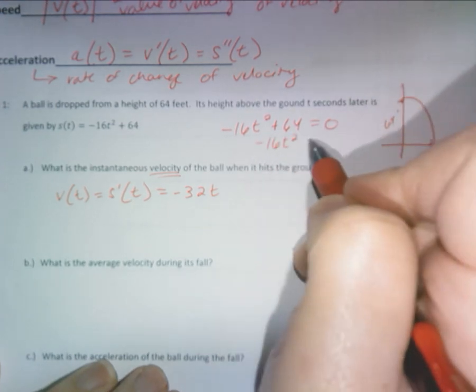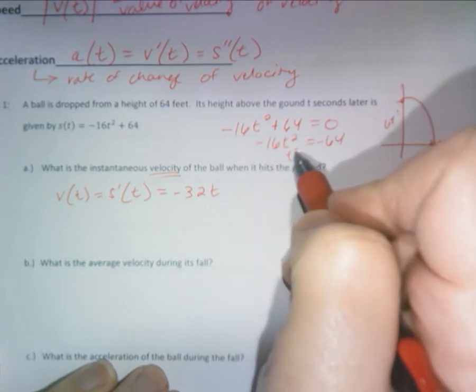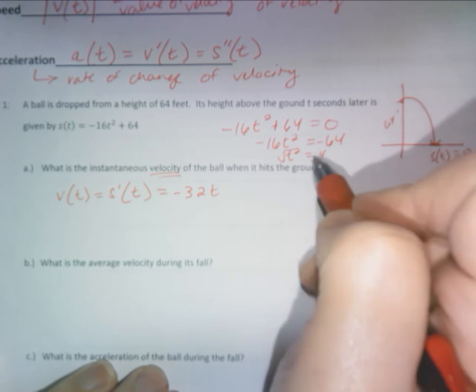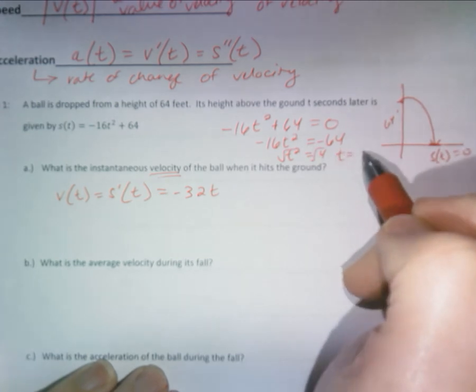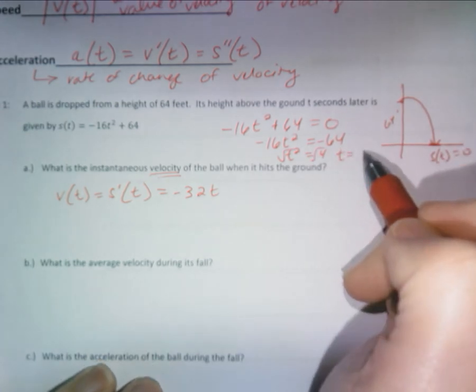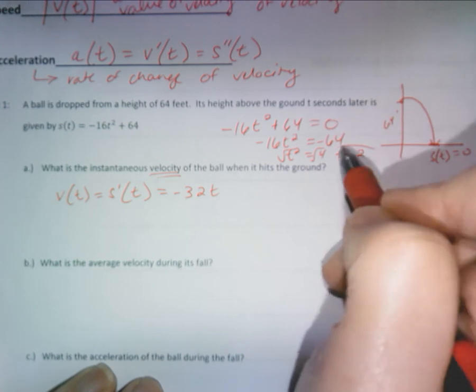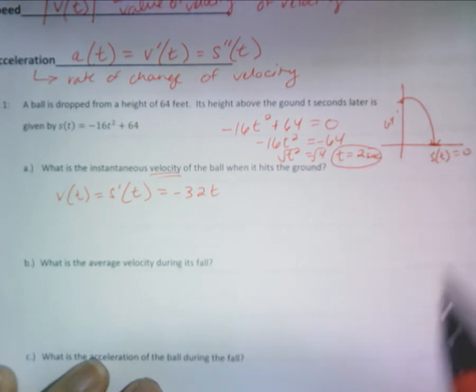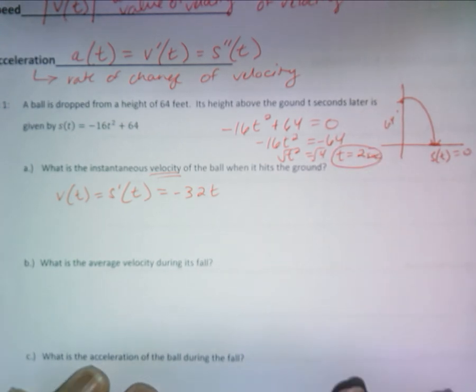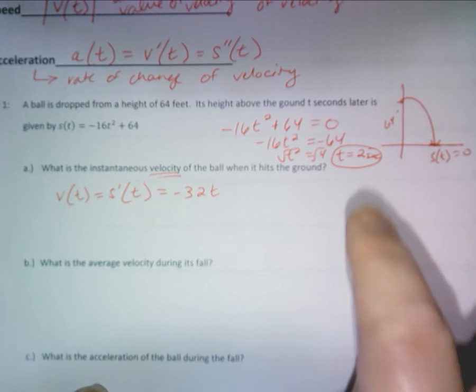So negative 16t squared equals negative 64, t squared equals 4, take a square root. T is plus or minus 2. It's not ever minus 2. Do you know why? You can't go backwards in time. You're not the Flash. Okay. Sorry. Okay. So t equals 2.